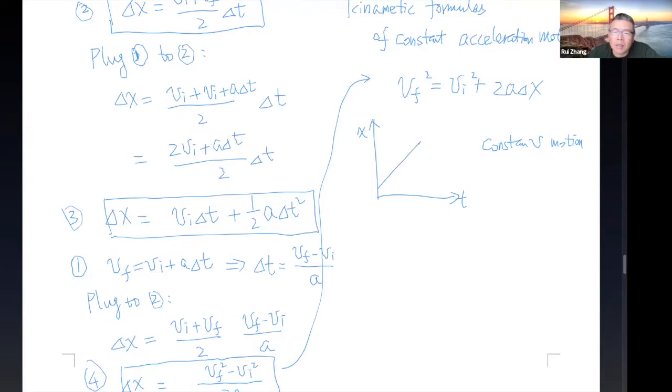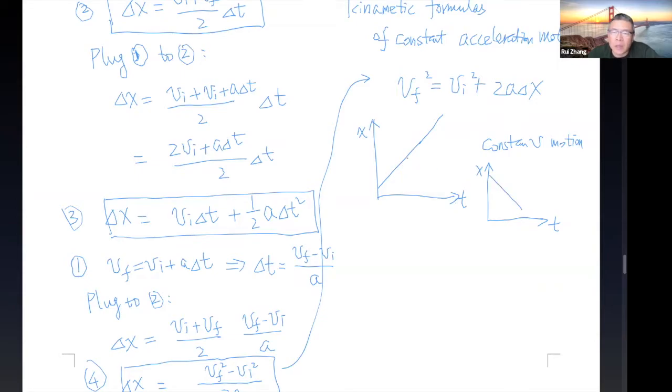Remember, the reason it is a straight line is because the slope of the line gives you the velocity, and because velocity is constant, the slope is constant, so you have a straight line. Well, it is also possible you have something like this, a line going down.